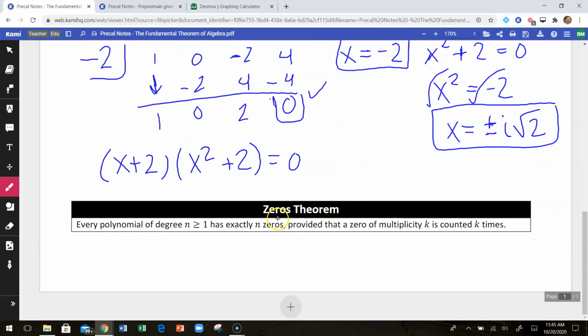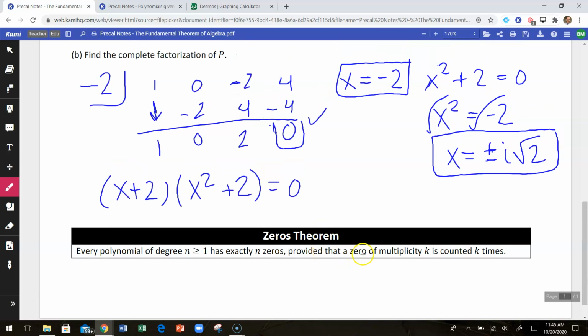Last thing here is just a zeros theorem, which is what I was talking about before. Every polynomial of degree greater than or equal to 1 has exactly n zeros, assuming that if a zero has a multiplicity more than 1, you count it that many times. So if I had a zero twice, again, hopefully you know what that makes the graph look like at that zero. We count that zero twice in terms of counting up all of our zeros for our polynomial.